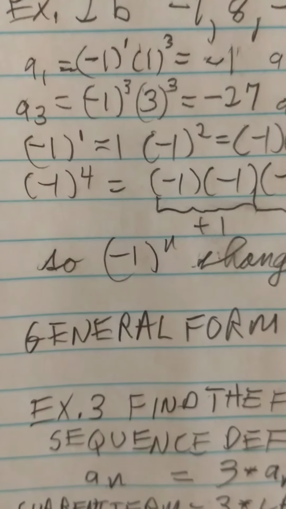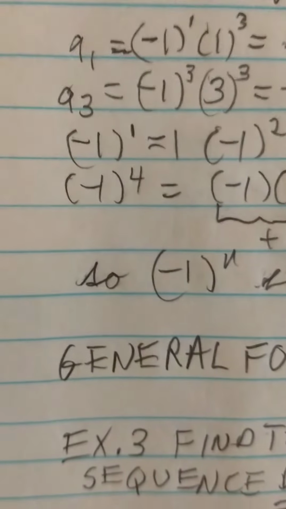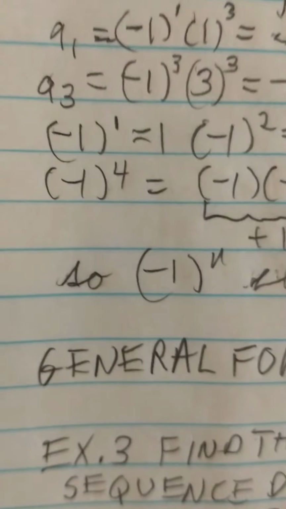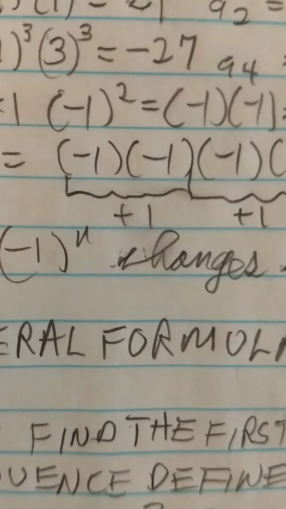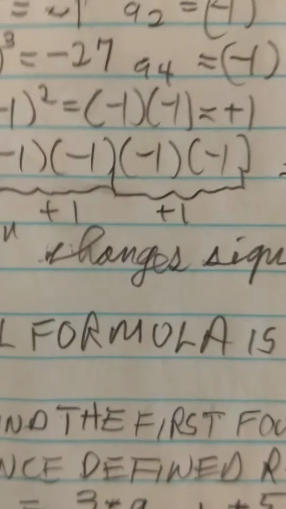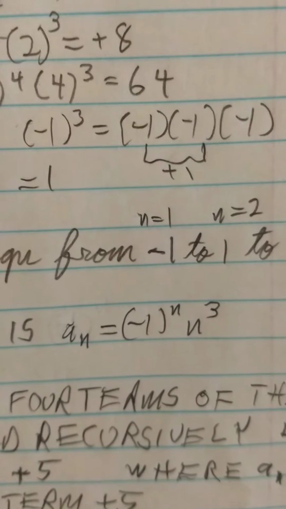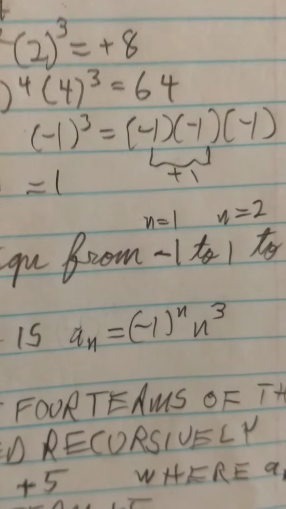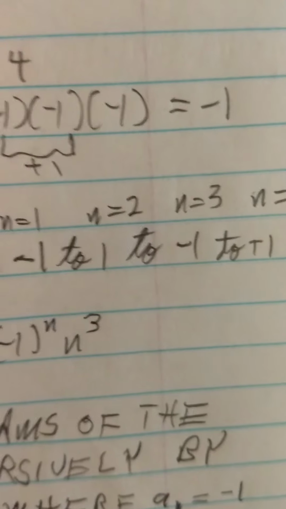Now let's understand this alternating sign, negative 1 power. So negative 1 to the 1 is negative 1. Negative 1 squared is negative 1 times negative 1, which is positive 1. So we're seeing the sign changes. Now, negative 1 to the third is 3 negative 1s multiplied together, which is 1 times negative 1, or negative 1. So it's changed again.